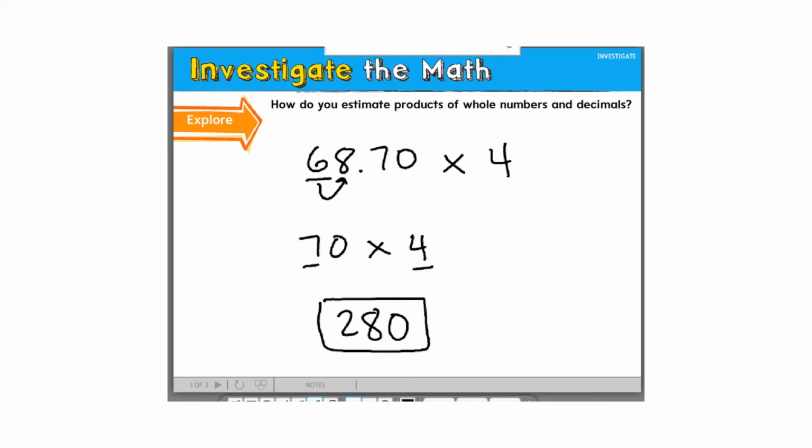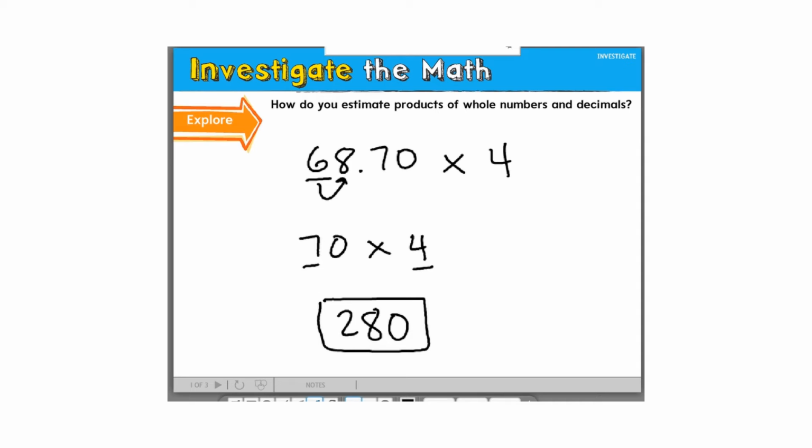Okay? So the point is, and I know that some people are going to round that to 69, and then they're going to do 69 times 4. That is also an estimate, but what we're trying to do, we're trying to stick to mental math. We're trying to stick to the math that we can do in our heads without trying to write anything out.